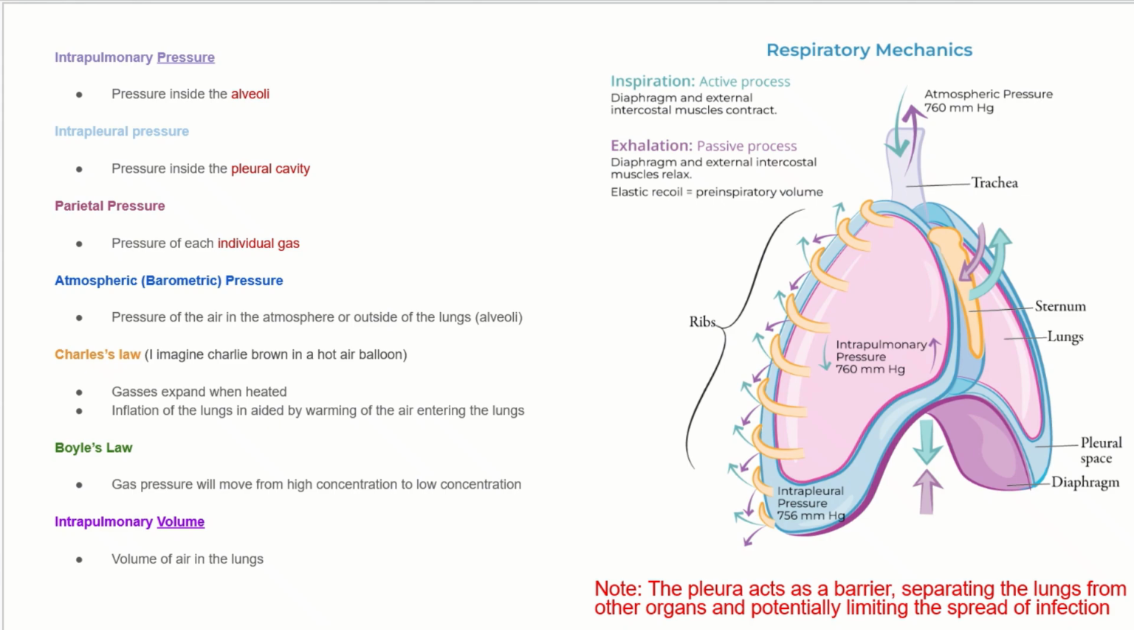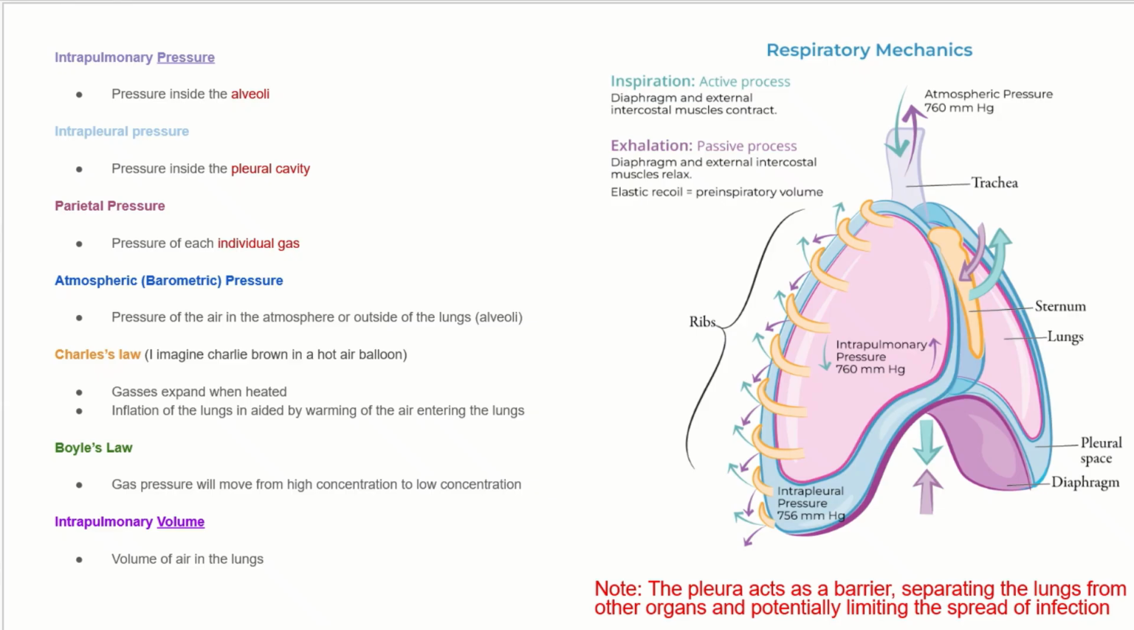Intrapleural, so you know the pleural cavity, so we're going to know that's the pressure inside of the pleural cavity. And then same with parietal pressure, the pressure within the gas. Atmospheric, we're going to know it's outside in the atmosphere, so that's going to be the pressure within the air or outside of our lungs, because atmospheric air is outside of our lungs.